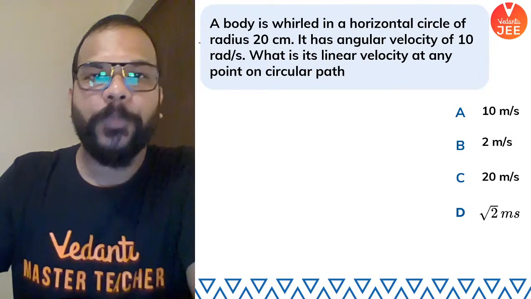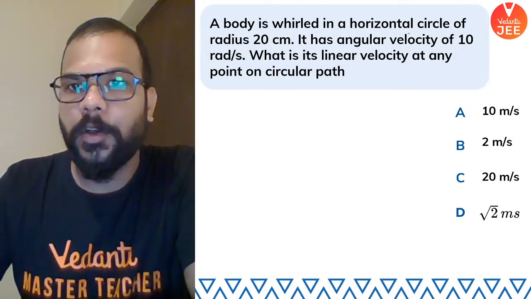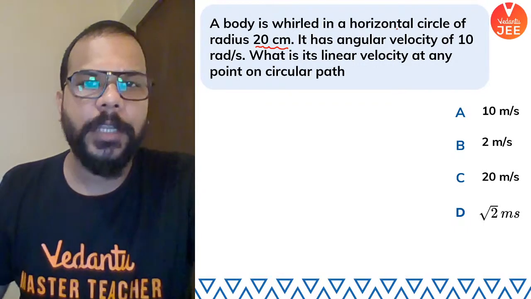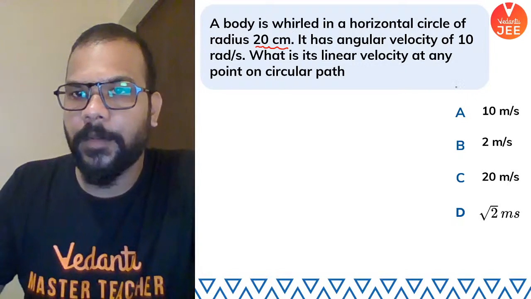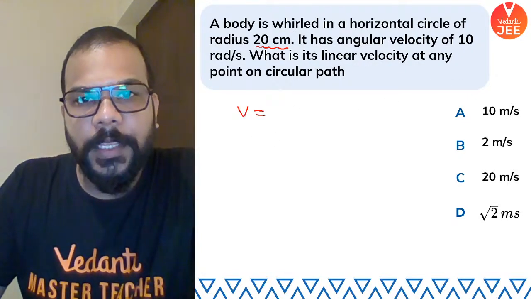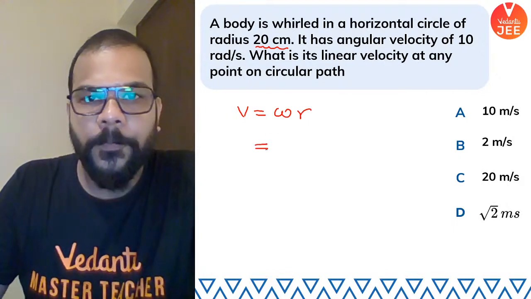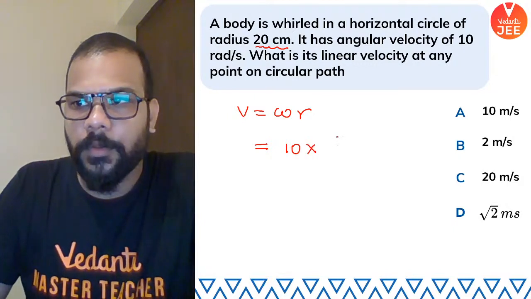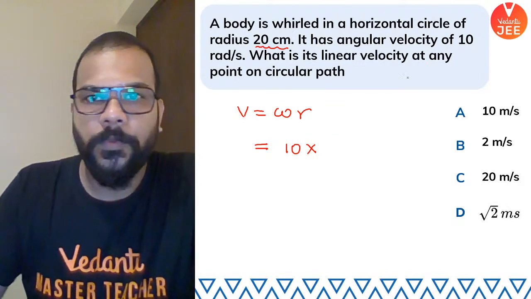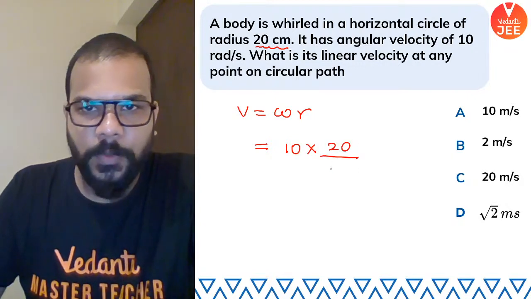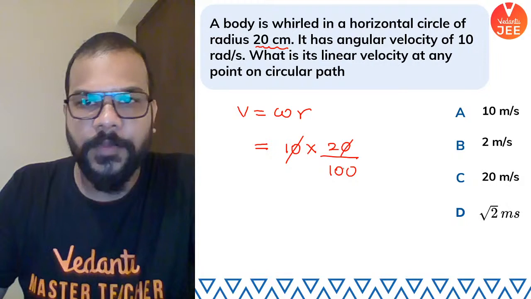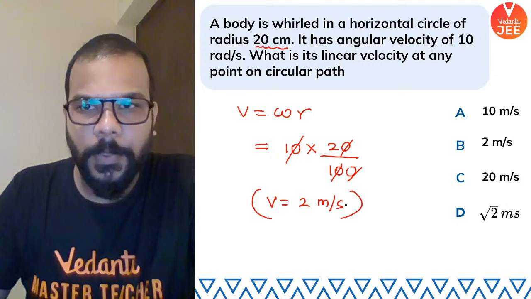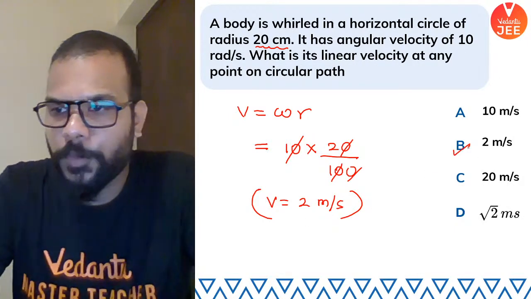Let's solve a numerical. This question says that we have a body which is whirled in a horizontal circle of radius 20 centimeter. It has angular velocity of 10 radians per second. So what do you think will be the linear velocity at any point? V will be equal to omega into R. Omega is given to us as 10 radians per second, and you will have to put the value of R in terms of meters. So this is 20 by 100 because we have converted it into meters. So V comes out to be 2 meters per second. Answer again comes out to be option B.